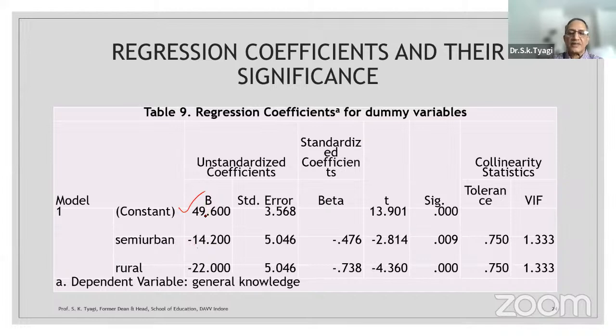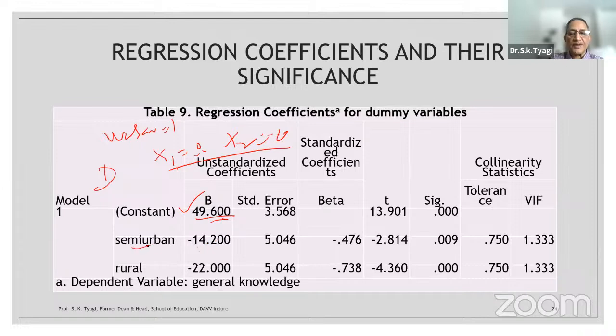As we observed in the preceding example, 49.6 is nothing but the mean general knowledge of the students or children having urban background, the reference category. This is the value of the dependent variable when the value of the independent dummy variable is 0. So when you have urban as the reference category, urban is 1 where the remaining are 0. This is the mean score of the general knowledge of urban students.